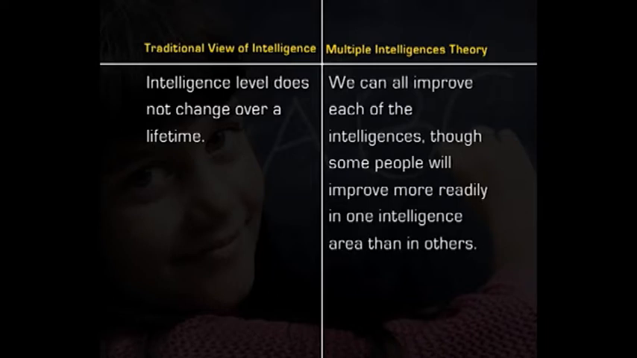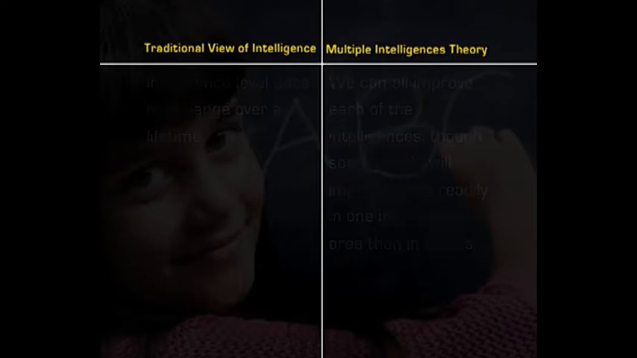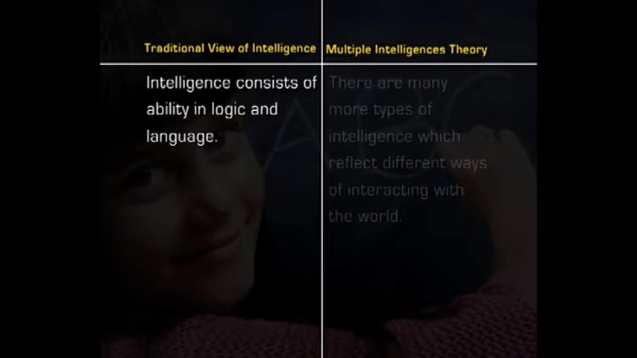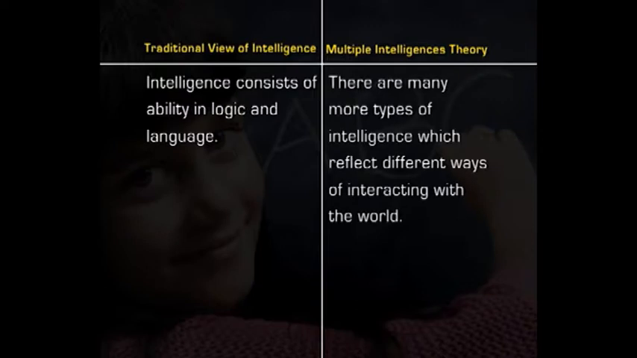Multiple intelligence theory: We can all improve each of these intelligences, though some people will improve more readily in one intelligence area than in others. Traditional view: Intelligence consists of ability in logic and language. Multiple intelligence theory: There are many more types of intelligence which reflect different ways of interacting with the world.